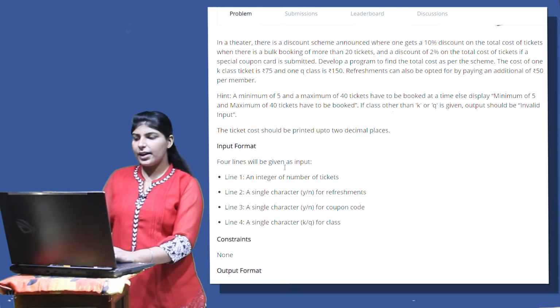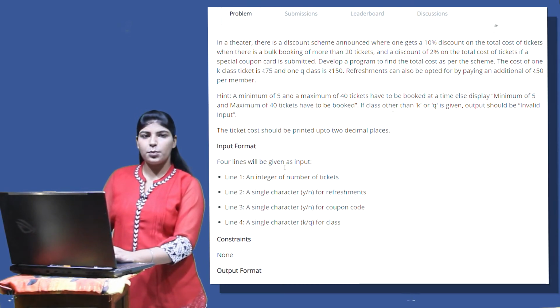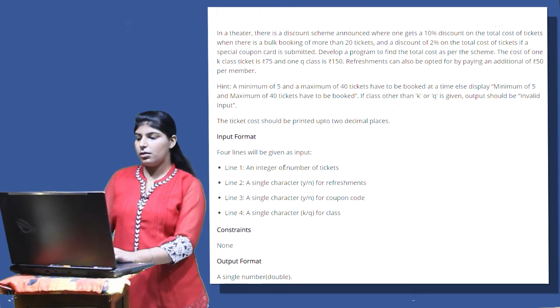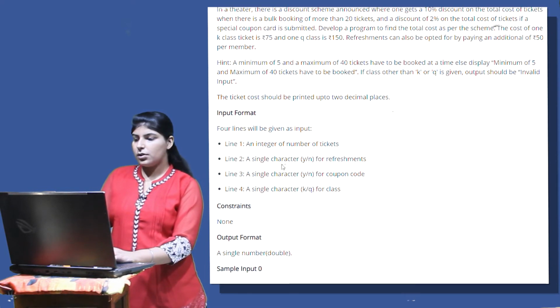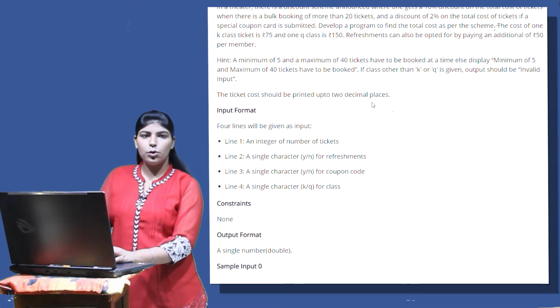The cost of one K class ticket is 75 rupees and one Q class is 150 rupees. Refreshments can also be opted for by paying an additional 50 rupees per member. Hint: a minimum of 5 and a maximum of 40 tickets have to be booked at a time, else display minimum of 5 and maximum of 40 tickets have to be booked. If a class other than K or Q is given, output should be invalid input. The ticket cost should be printed up to 2 decimal places.